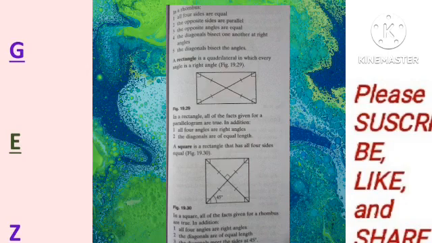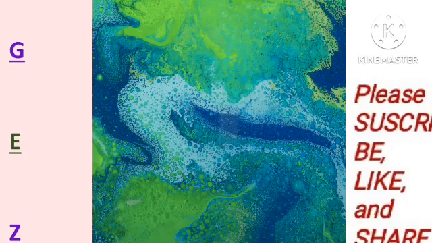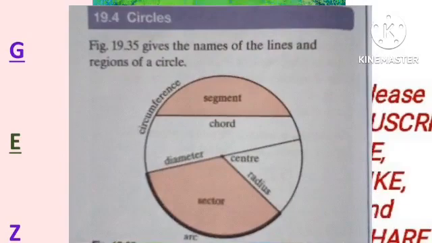In addition to that, the square also has all four angles as right angles. It also has diagonals of equal length, and finally the diagonals meet the sides at a 45-degree angle. So now let's move on to circles.